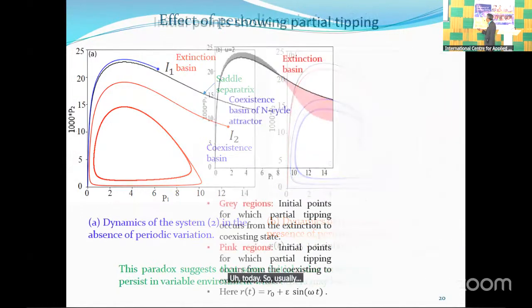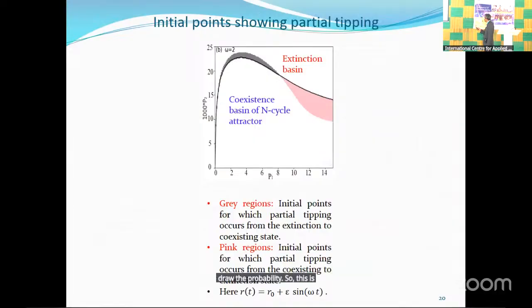So if we draw the probability, this gray color shows the initial points for which partial tipping occurs from the extinction state to the coexistence limit cycle state. And this pink region shows the initial values which go to the extinction state, when you consider the periodicity r equal to r0 plus epsilon sin omega t. This type of behavior we have observed for frequency value omega equal to 2.